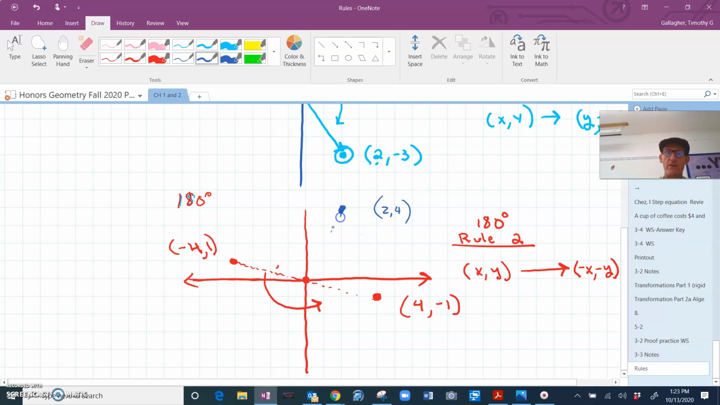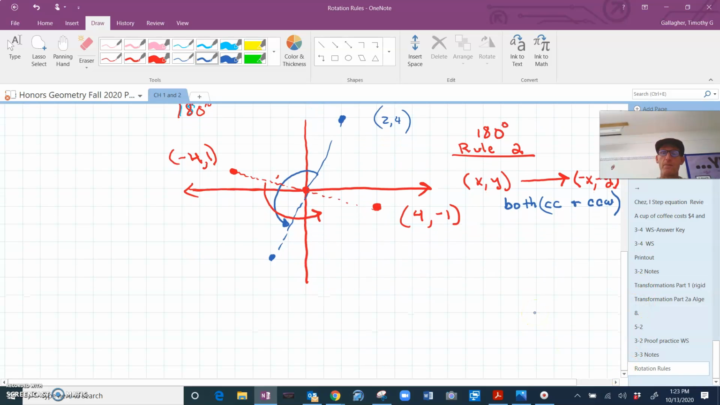And if I rotate that point, and I'm always rotating on the origin here, and I rotate it 180 degrees, all right, you can see that it's (-2, -4), rotated 180 degrees. So it's both clockwise and counterclockwise. So rotation of 180 degrees is pretty easy. You just have to change the x and the y.